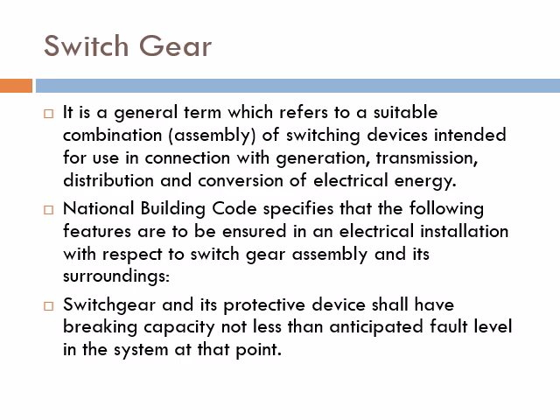The National Building Code specifies that the following features have to be ensured in the electrical installation with respect to the switchgear assembly and also its surroundings. First point: the switchgear and its protective devices shall have a breaking capacity not less than the anticipated fault level in the system at that point.